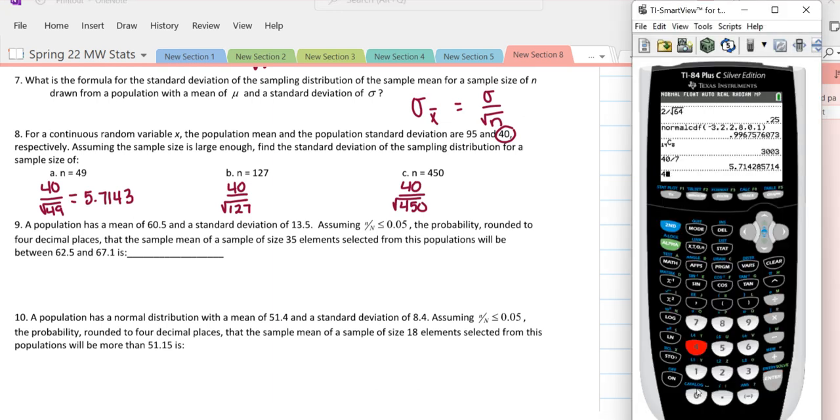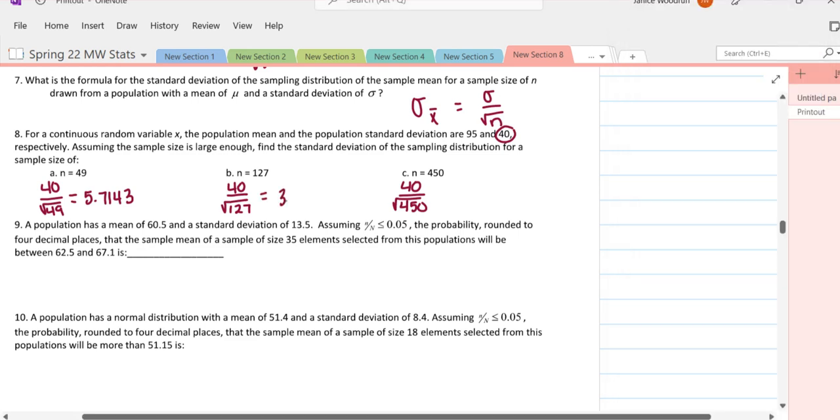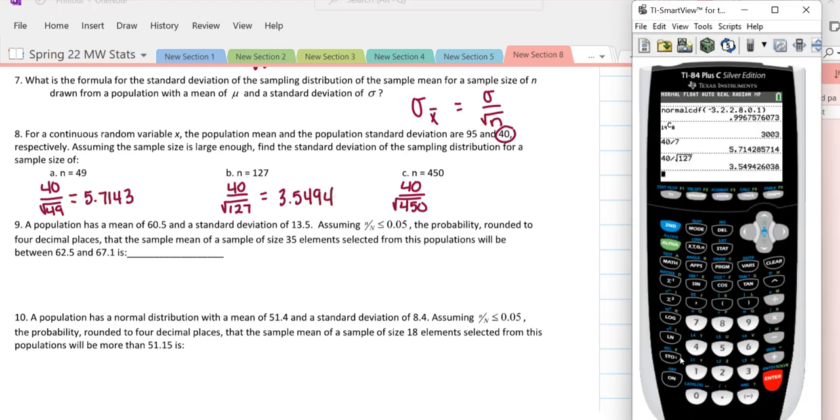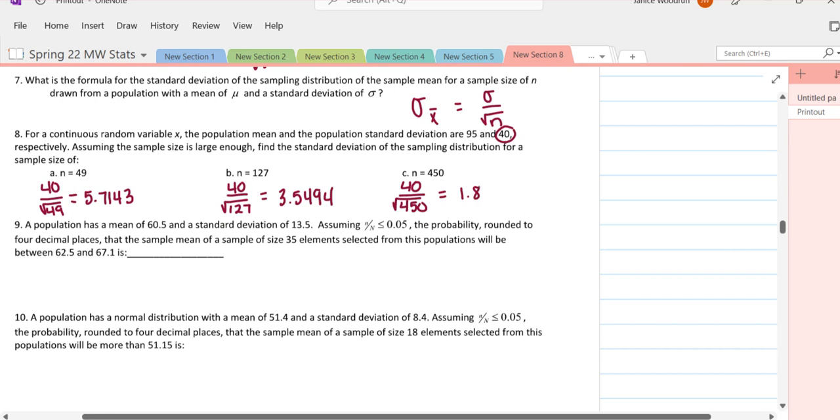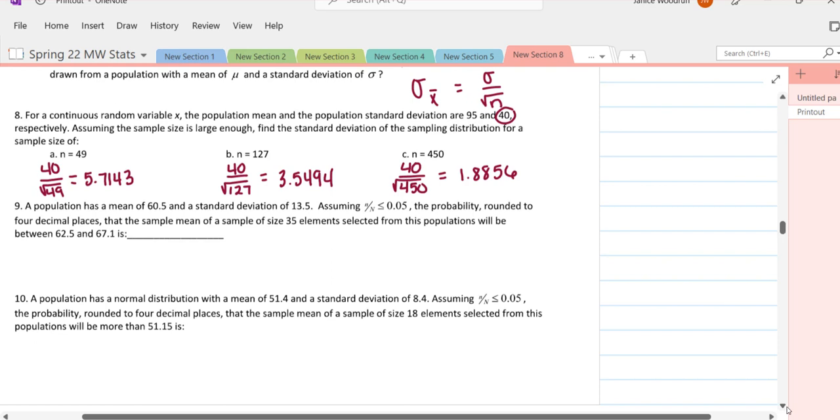For B, 40 over the square root of 127. 3.5494. And then C, 40 over the square root of 450. 1.8856. What do we notice as the sample size gets bigger? It's smaller. It's closer to 1. It's closer to that 0 and 1.